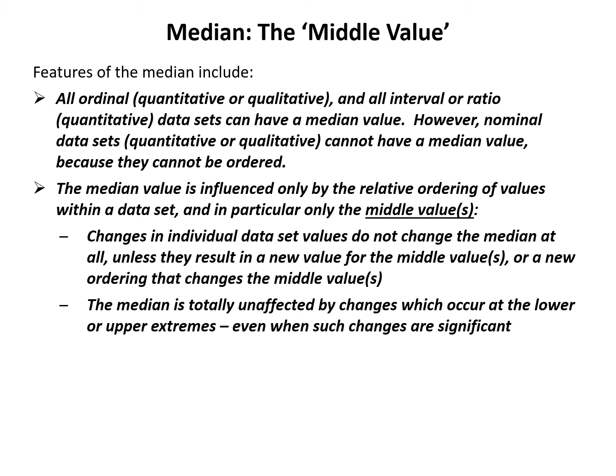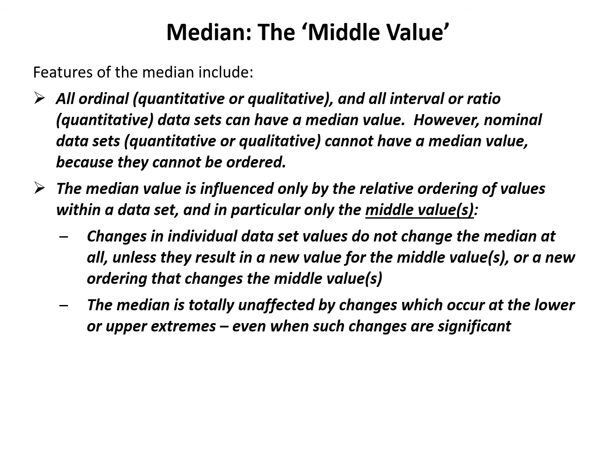To sum up, features of the median include the following: all ordinal data, including quantitative or qualitative, and all interval or ratio data, which are quantitative data sets, can have a median value. However, nominal data sets, whether they're quantitative or qualitative, cannot have a median value because they cannot be ordered.